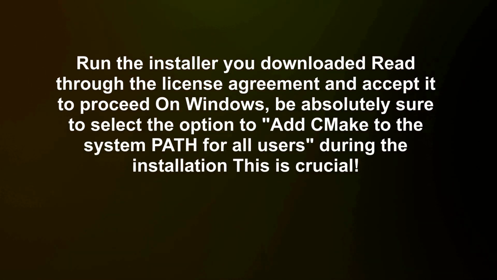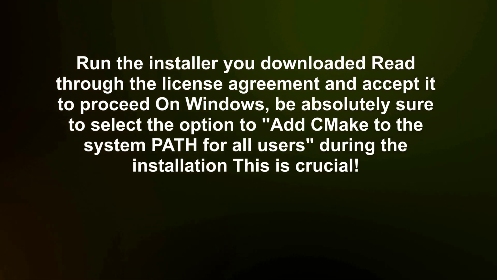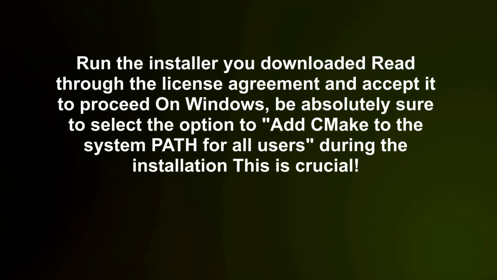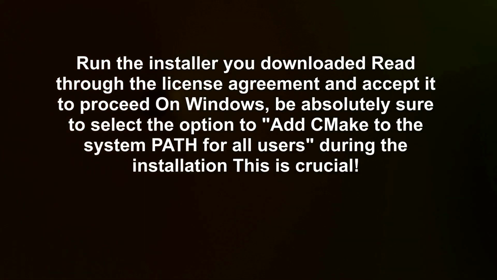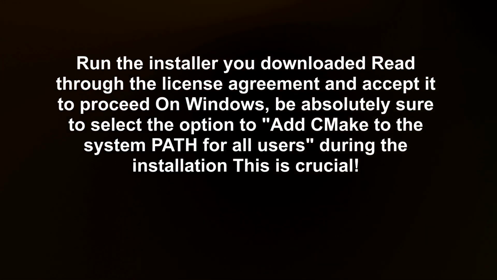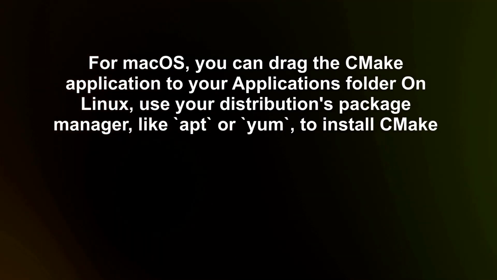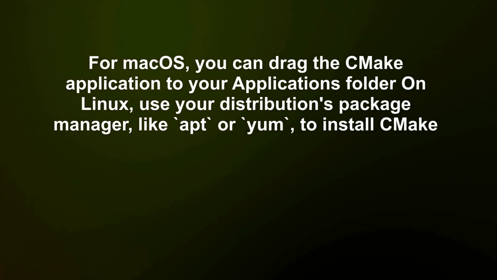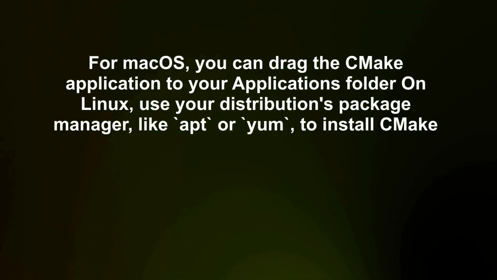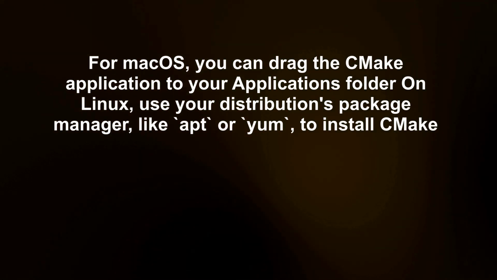Run the installer you downloaded, read through the license agreement and accept it to proceed. On Windows, be absolutely sure to select the option to add CMake to the system path for all users during the installation. This is crucial. For macOS, you can drag the CMake application to your Applications folder. On Linux, use your distribution's package manager, like apt or yum, to install CMake.